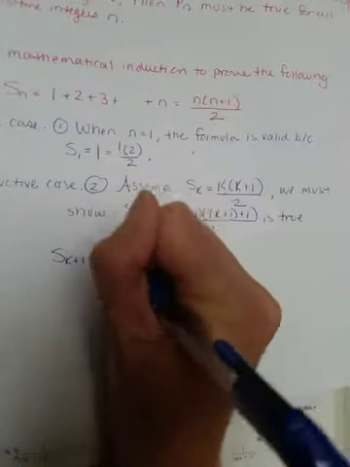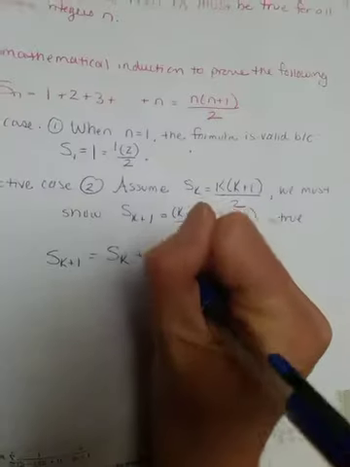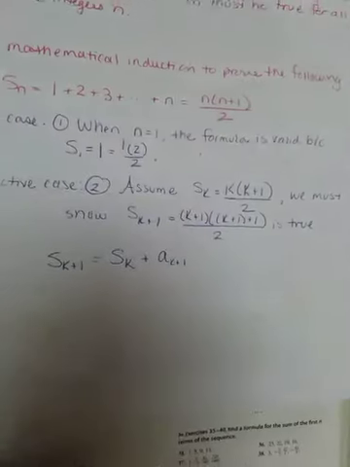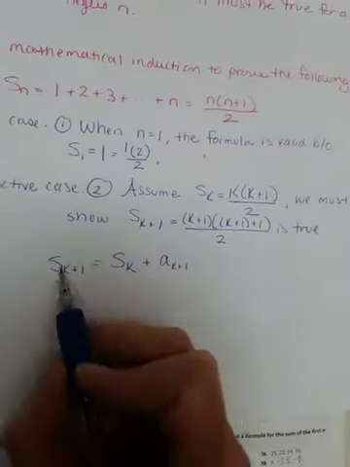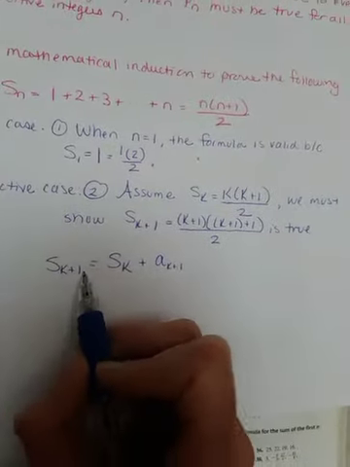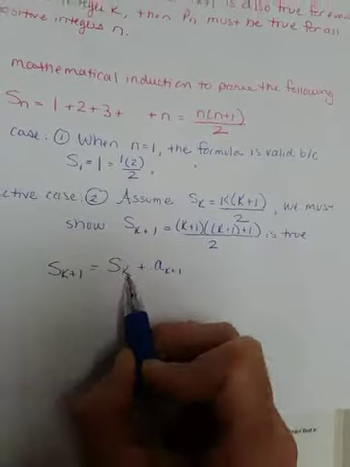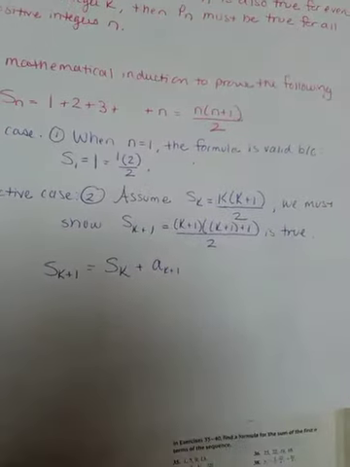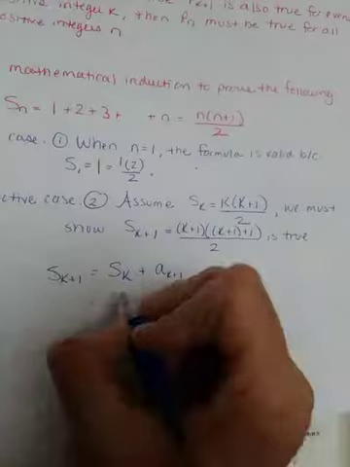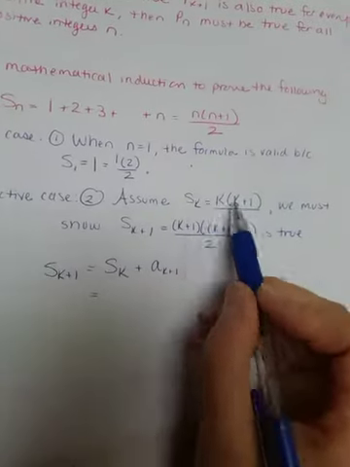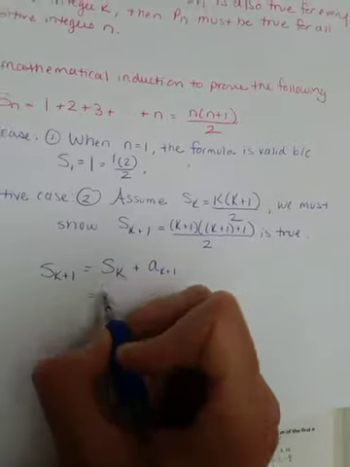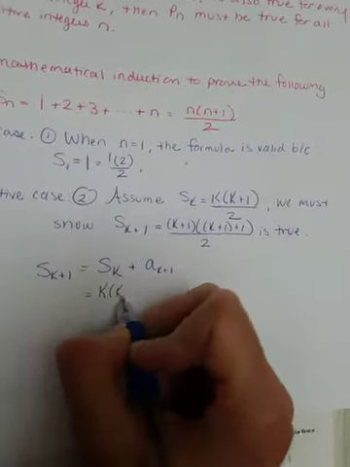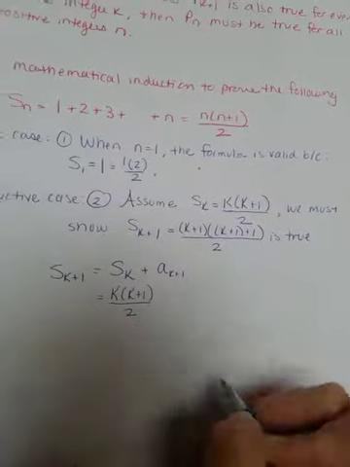Well, that would be equal to S sub k, the sum of the first k terms, plus the A sub k plus 1th term. So I'm just breaking up, how can I get the sum of the k plus 1 terms? I can take the sum of the first k terms and then add on that last k plus 1 term. Okay, so because I assumed S sub k was true, I now can use this piece in my equation. So by substitution, I have k times k plus 1 over 2.